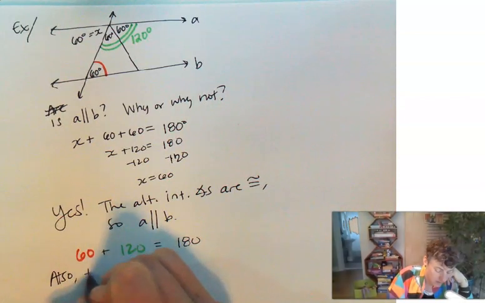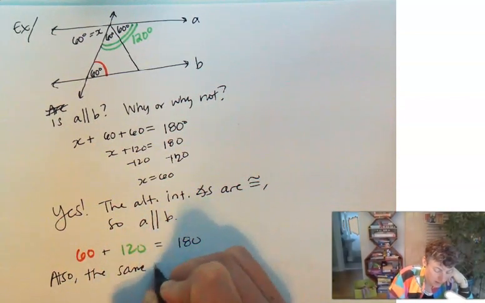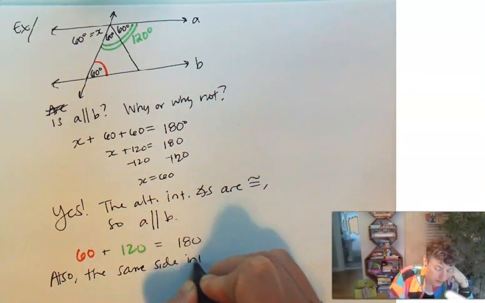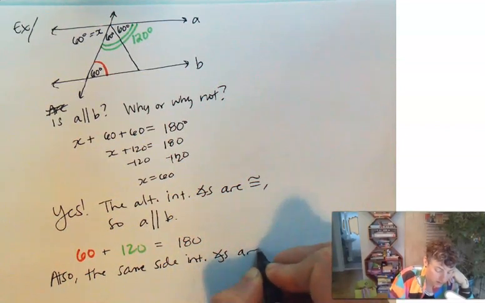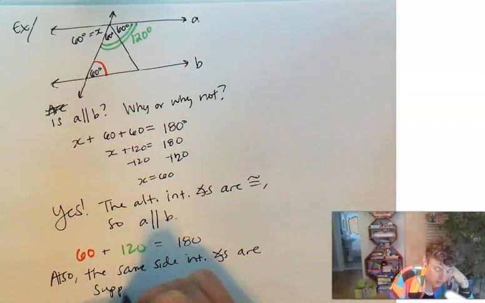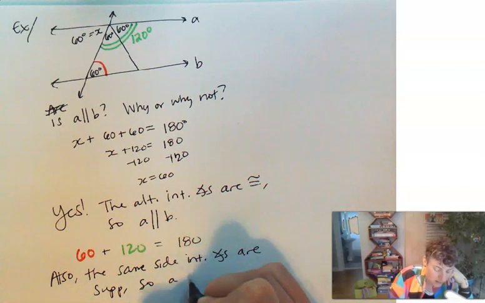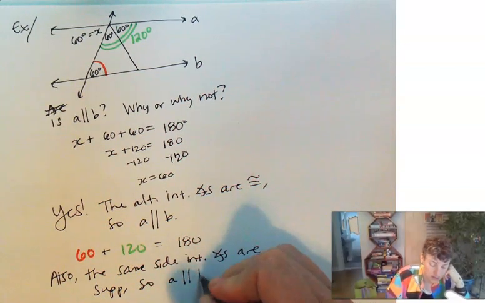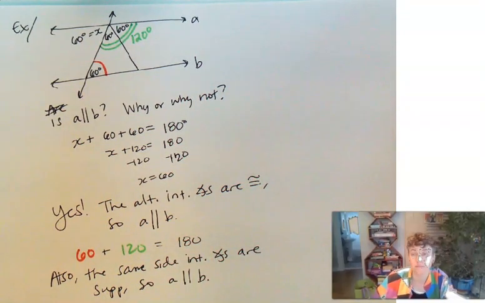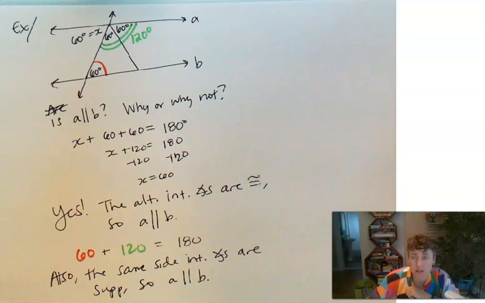Also, the same side interior angles are supplementary, so line A is parallel to line B. Great job, scholars! Those are all of our converse theorems.